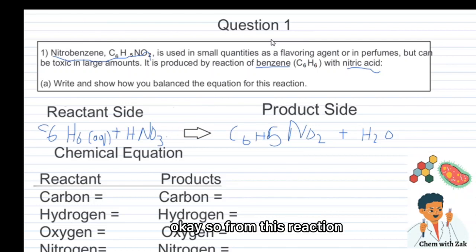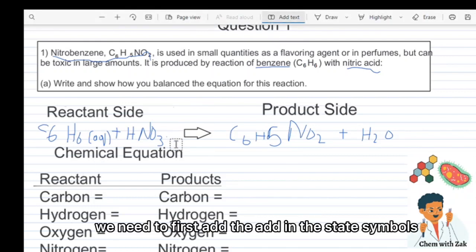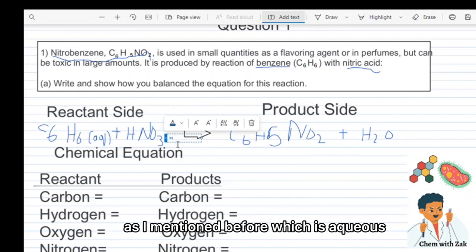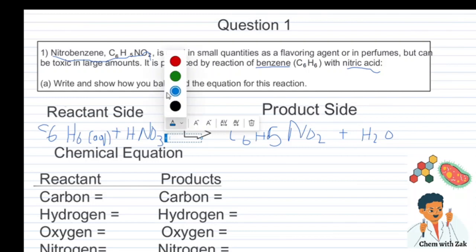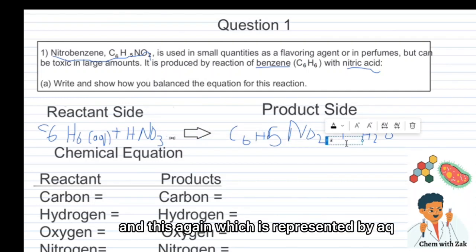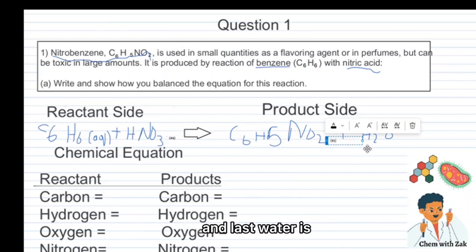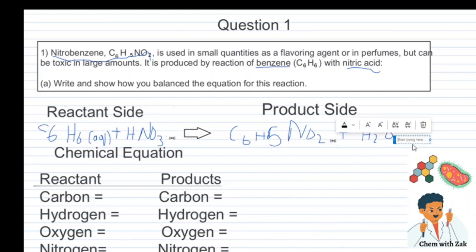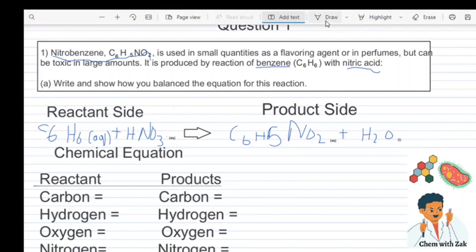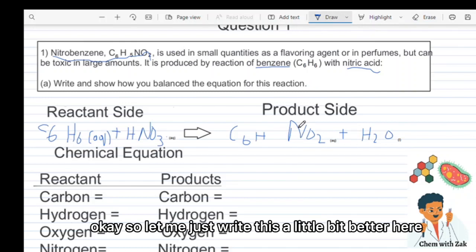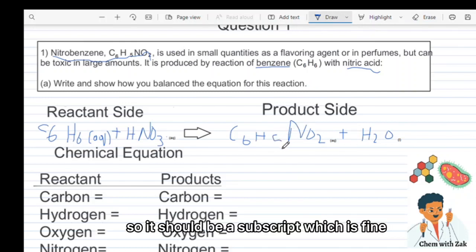Before we move on, we need to first add in the state symbols, as I mentioned before, which is aqueous, represented by AQ, and this again is represented by AQ. And last, water has a state symbol of liquid. Let me just write this a little bit better here. It should be a subscript, which is 5.